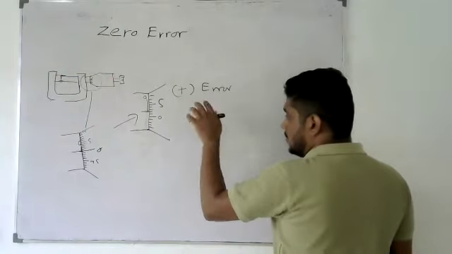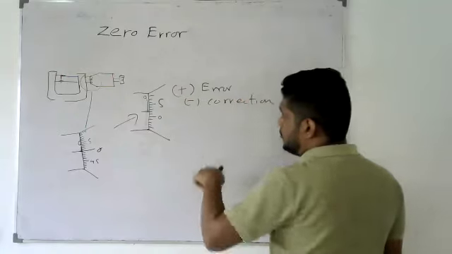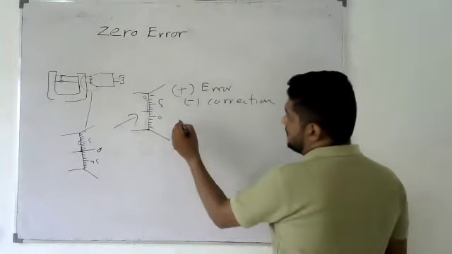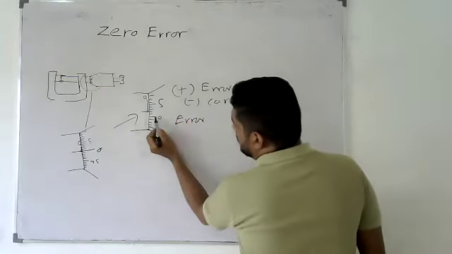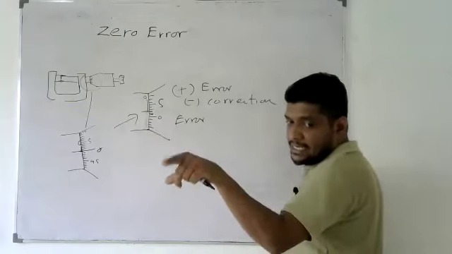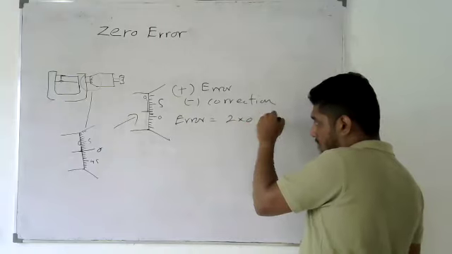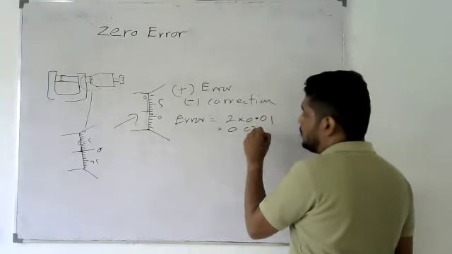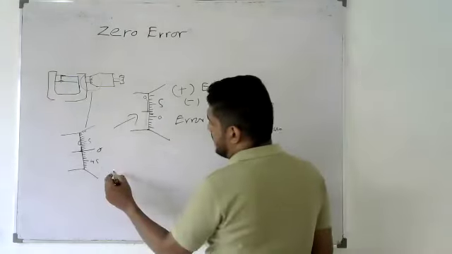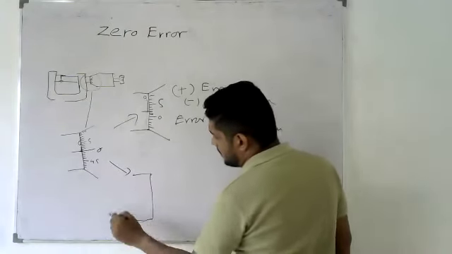And a negative correction should be applied, which means the error should be subtracted from the reading. So what is the error? 1, 2 segments. පහළට කැරකෙන දෙකයි. බිඳුවේ නම් පහළ දෙකයි එළවෙන්නේ. So 2 into 0.01, that is 0.02 millimeter. Right. If the error is negative, be very careful there.